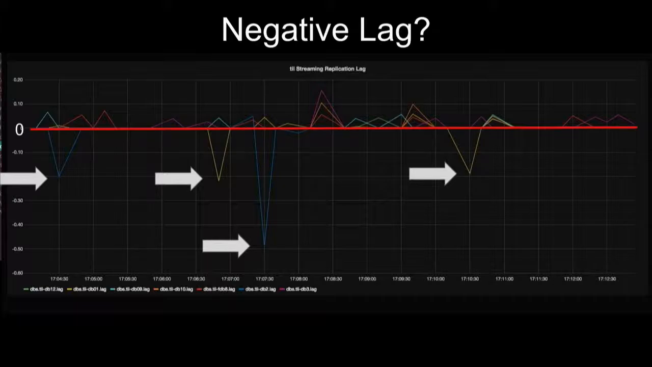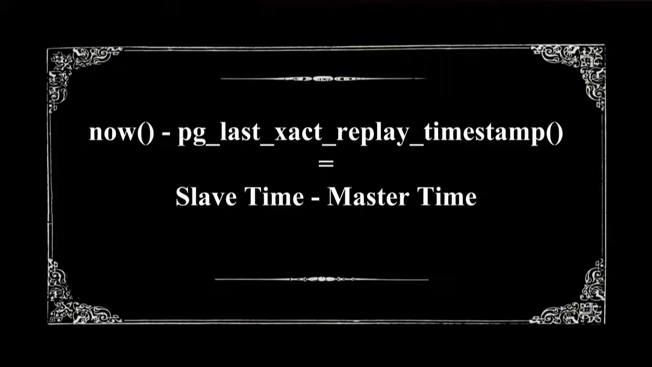When you look at the query to grab your slave lag, what you're looking at is the last transaction replay timestamp of the transaction when it occurred on the master. So you're saying, take that slave time, subtract a time from the master, and if your slave is ahead of your master, you get negative lag.